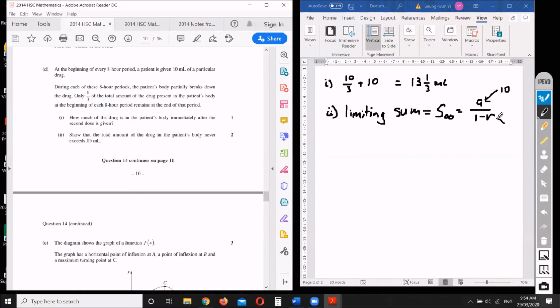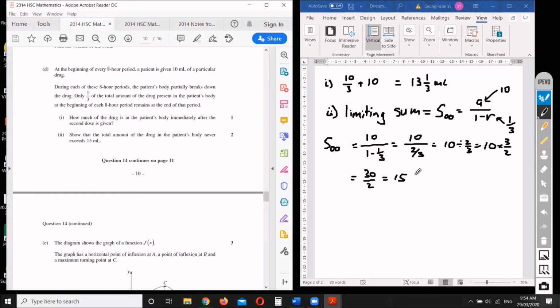What's R? One-third. Right. So put that in. It'd be 1 minus 1/3, which would be 2/3, so 10 divided by 2/3, which is 10 times 3/2. Which gives us 30/2, which is 15 milliliters. So it will never exceed 15 milliliters.